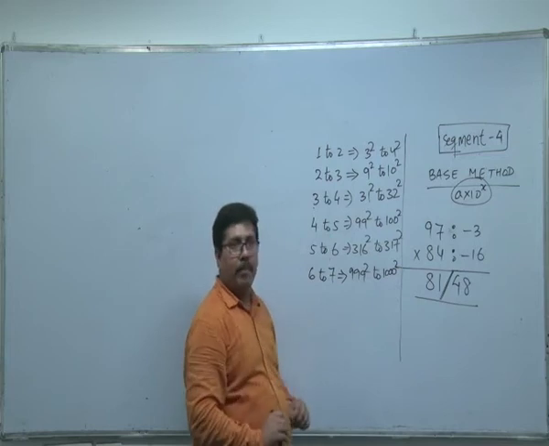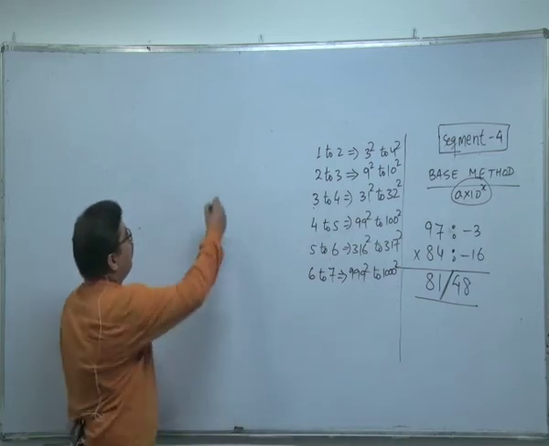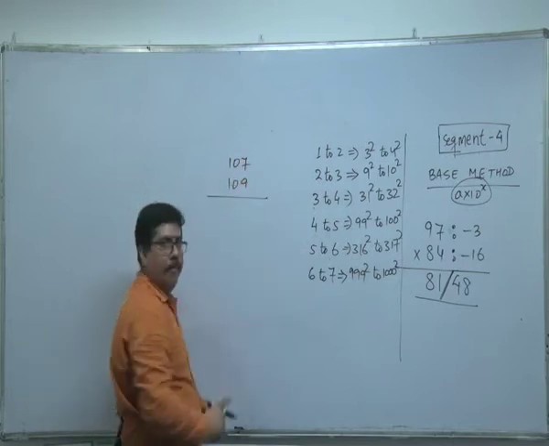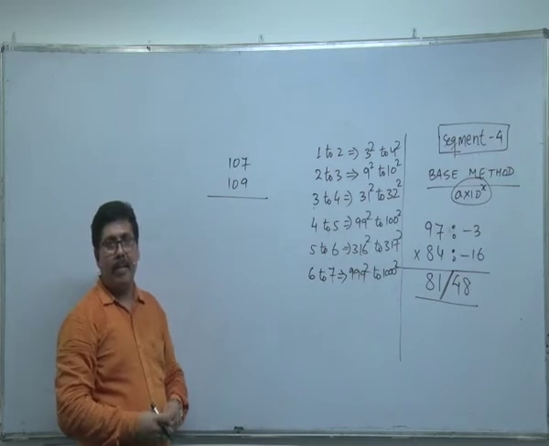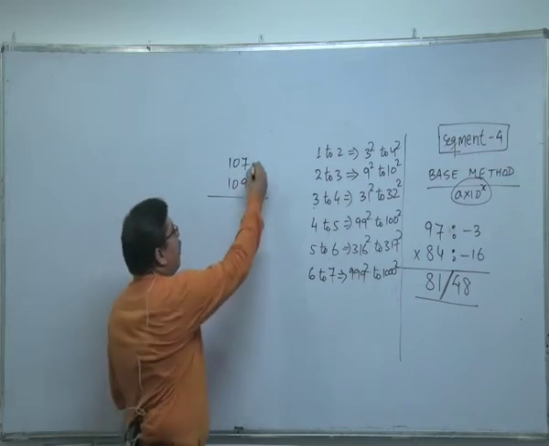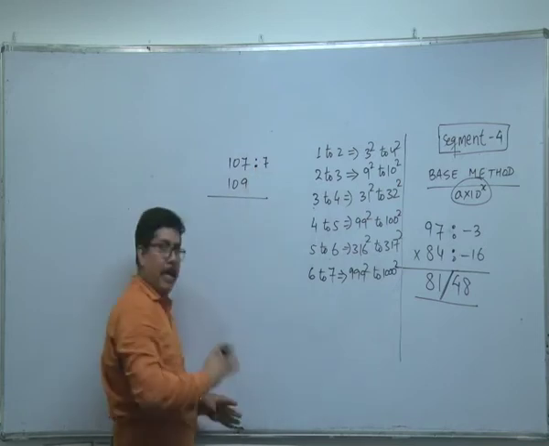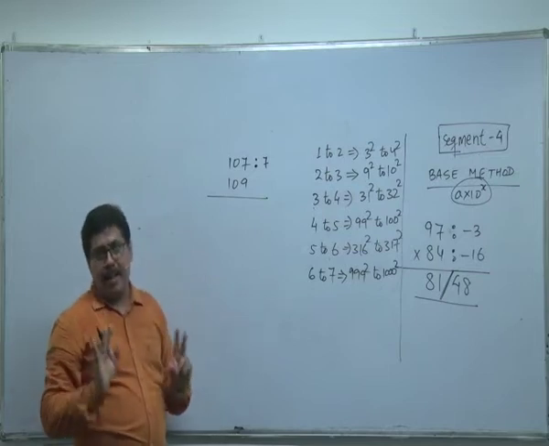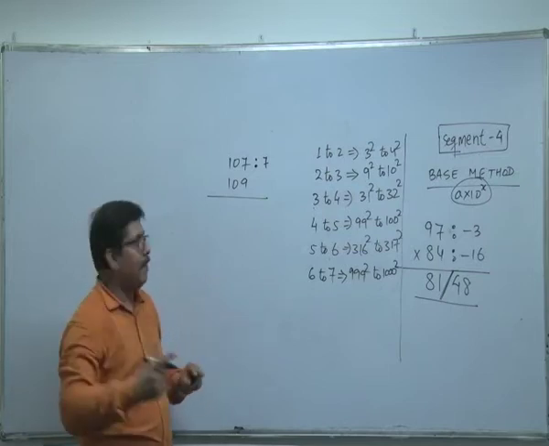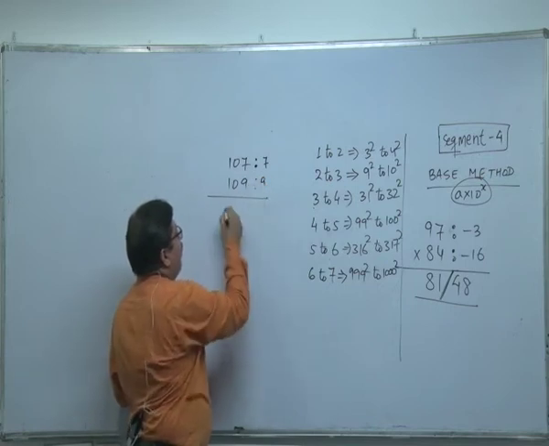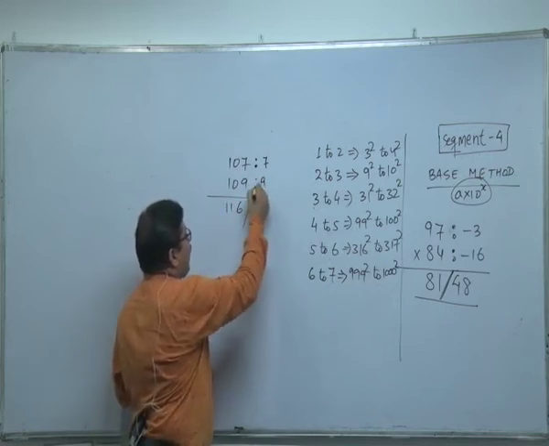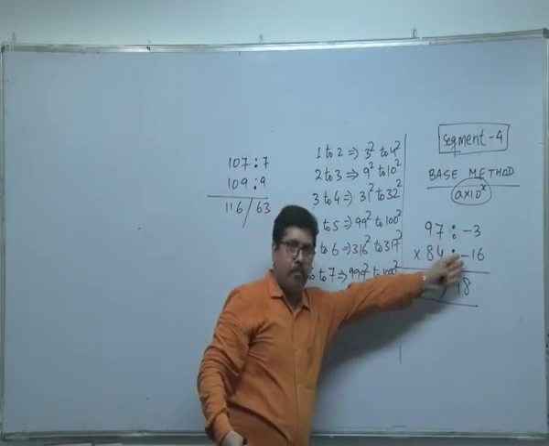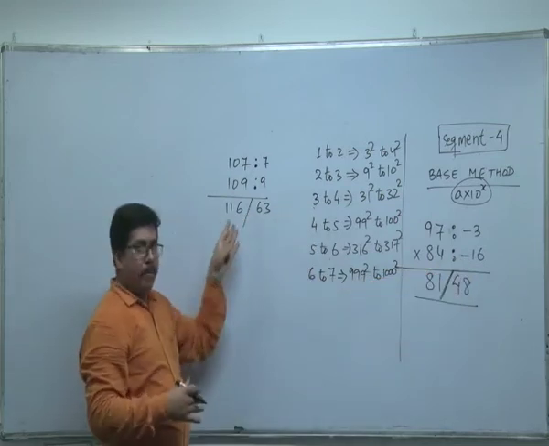Let us take one more example. Suppose my numbers are 107 and 109. Again my base is 100. 107 minus 100 is 7. 109 minus 100 is 9. So 109 plus 7 is 116, and 7 into 9 is 63. I'm using the same concept. Instead of negative numbers, this time we have positive numbers.